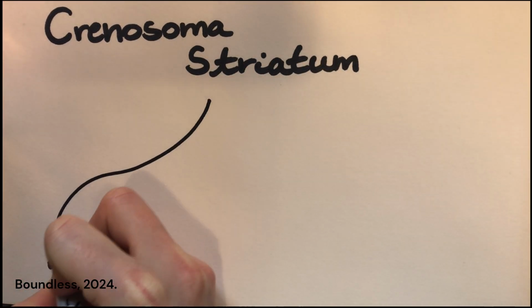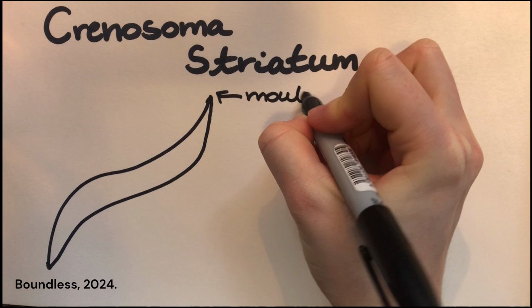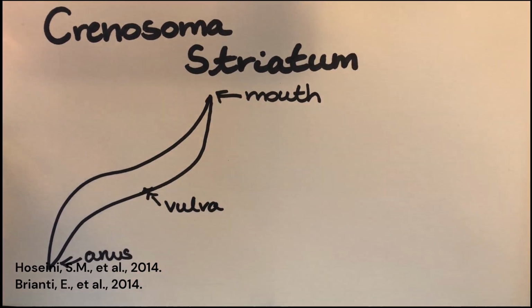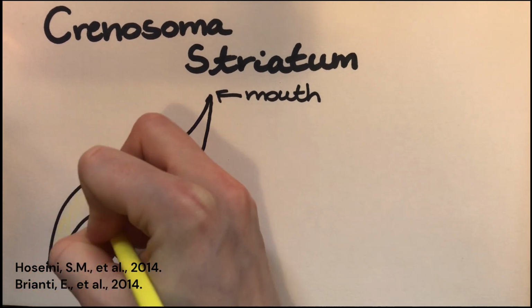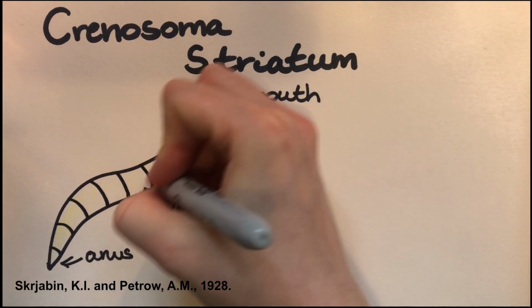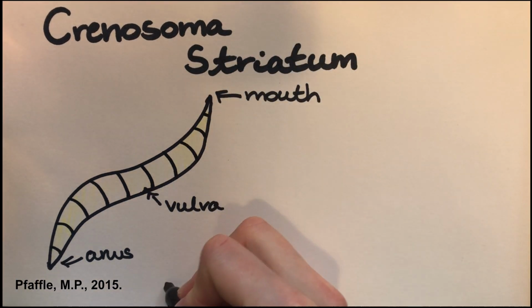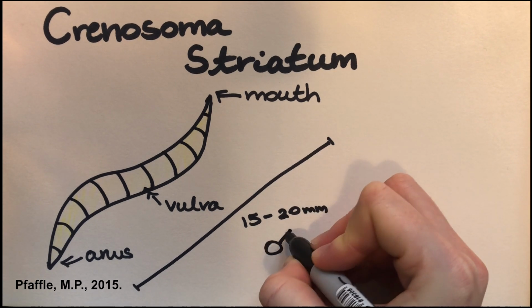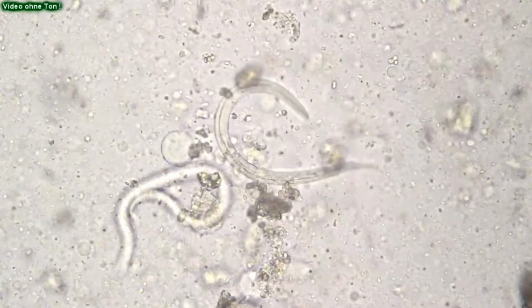Let's meet our parasite. C. striatum is a nematode, meaning it has an exoskeleton and a distinct mouth and anus. Our parasite is part of the family Crenosomatidae. C. striatum is white or pale yellow and has cuticle folds. The larvae grow from 300 micrometers to 15 to 20 millimeters if they are female and 10 to 15 millimeters if they are male.